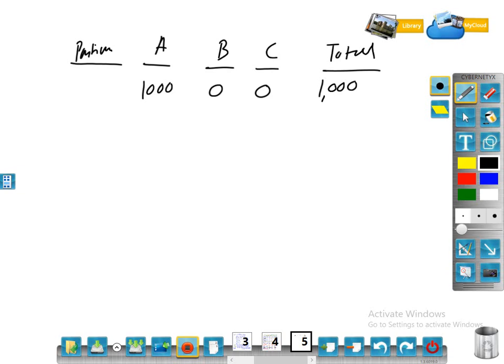That 1,000 shares, who has to take? Mr. A has to take that balance 1,000 shares. Now we have to calculate net liability. Net liability means the total liability. How many shares Mr. A has to take, how many shares Mr. B has to take, how many shares Mr. C has to take. For that we have to add firm underwriting.